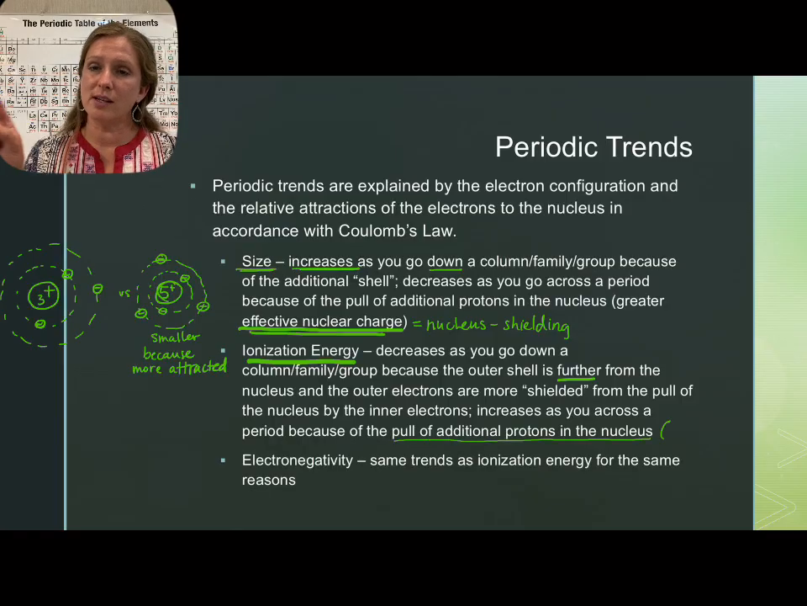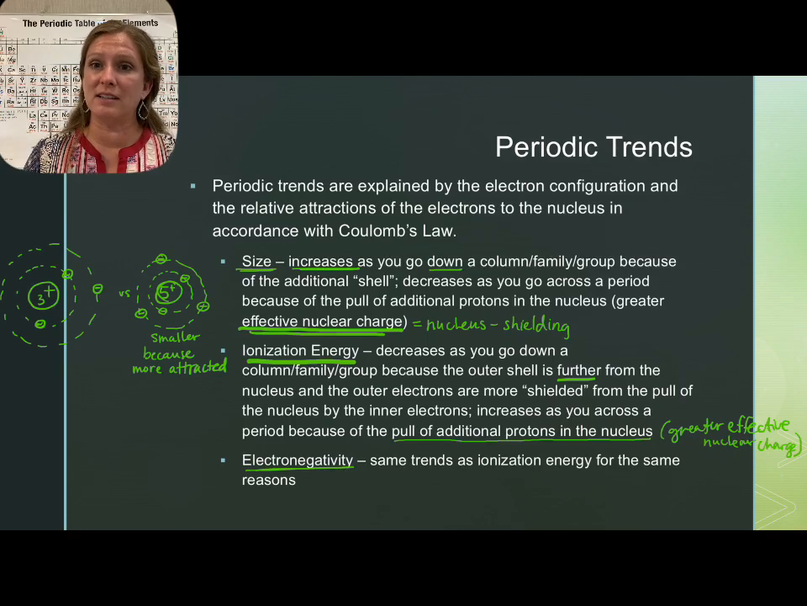But as you go across the periodic table, the ionization energy increases because the electrons have that attraction to the nucleus. The size is smaller, the distance is smaller, the effective nuclear charge is greater, and so it takes more energy to remove an electron as you go across the periodic table.